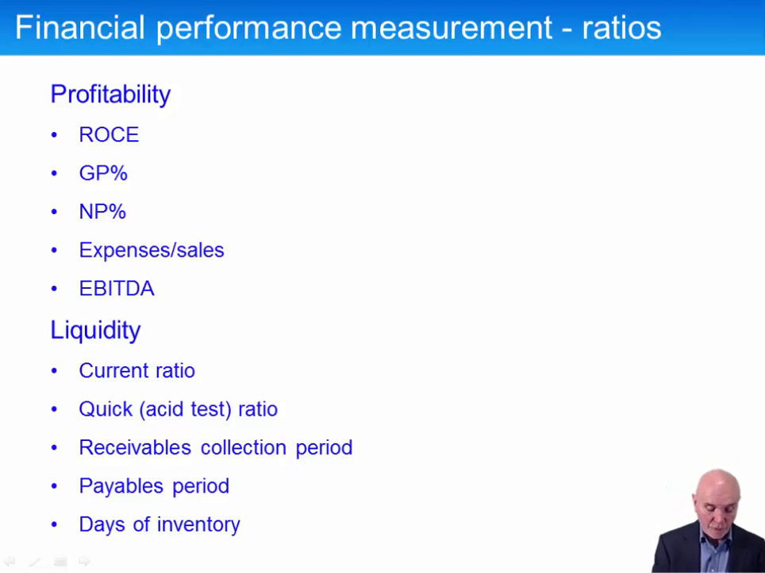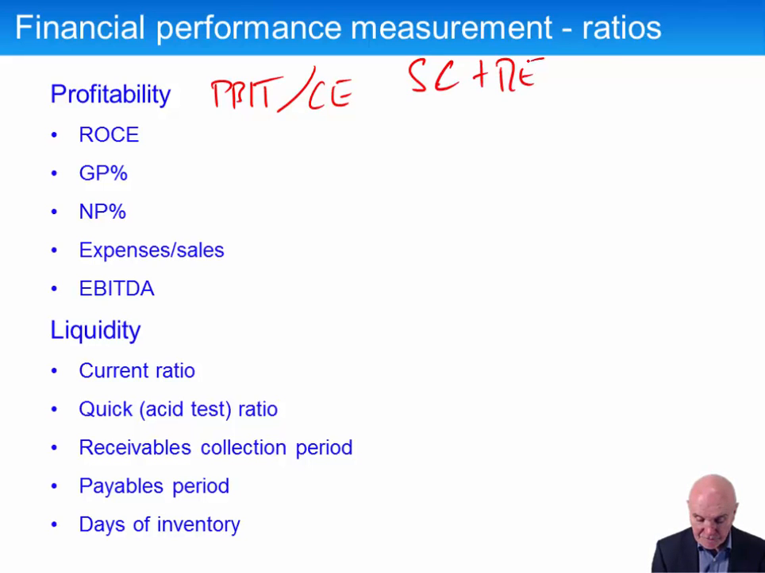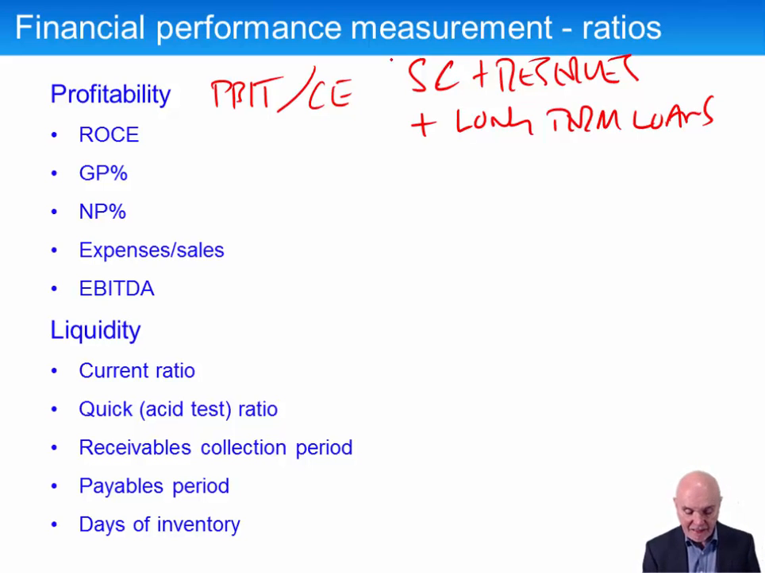So the return on capital employed. What is the return on capital employed? Well, it is the net profit, before interest and tax, so it's a profit before interest and tax divided by the capital employed. And the capital employed is the share capital plus reserves, any preference shares if there are any of those, and long-term loans.